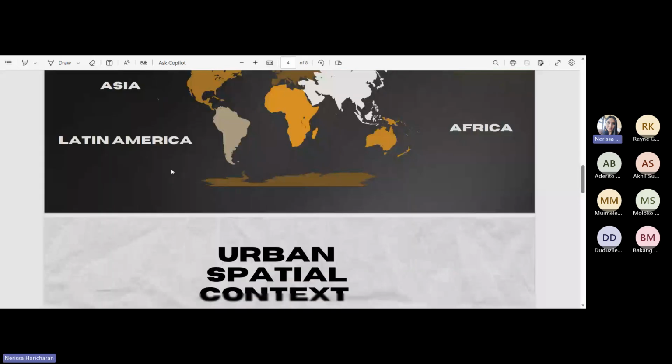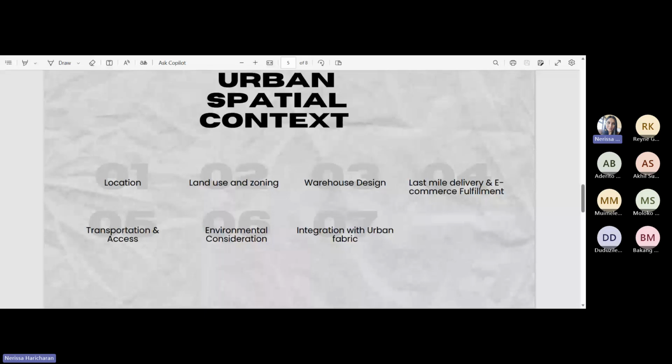Okay, then we go into urban spatial. When we're looking at urban spatial context, you're basically referring to the location of a place or an object, and how it relates to something else. You know, is this location or warehouse located near a highway or an industrial area? Why is it placed there? How does it function in that community? So asking all of those relevant questions.